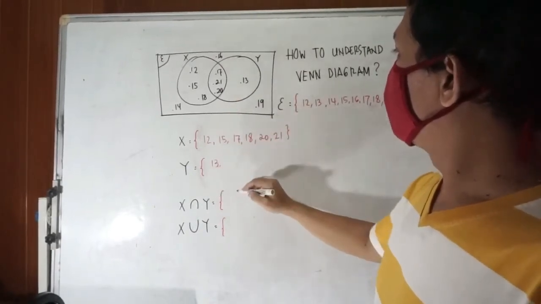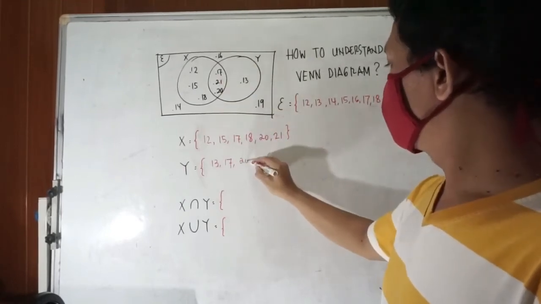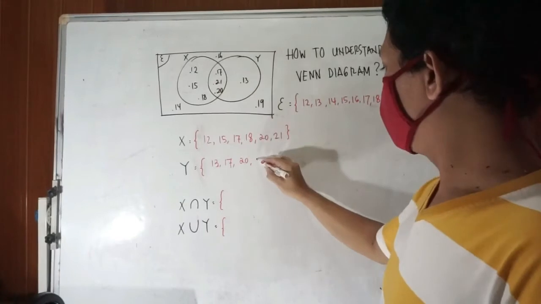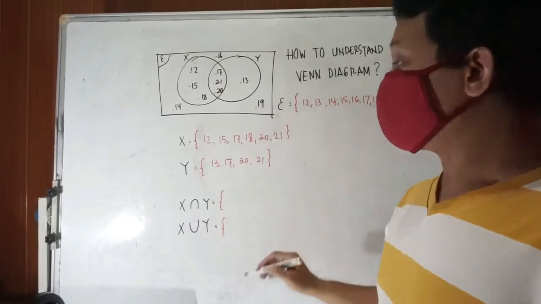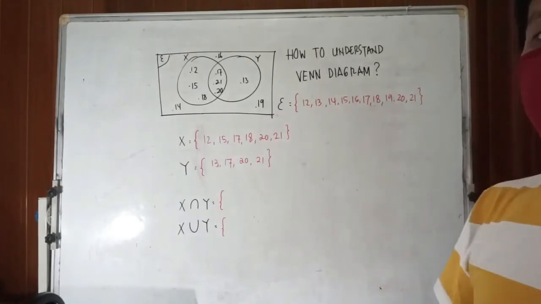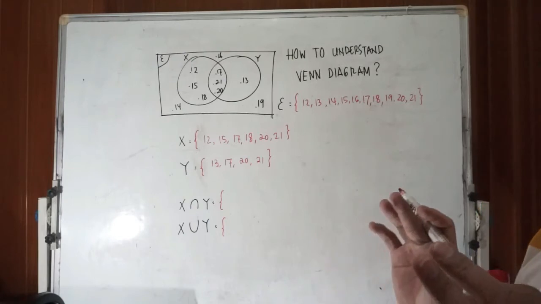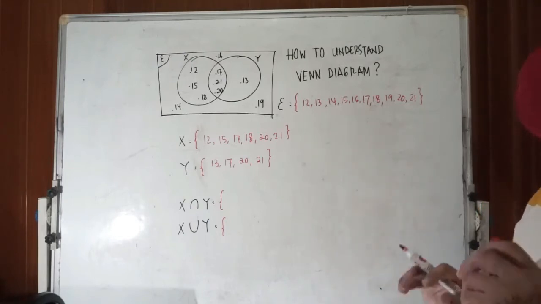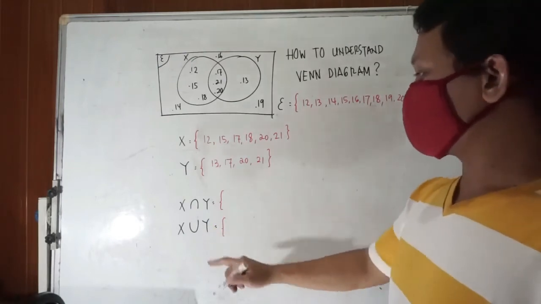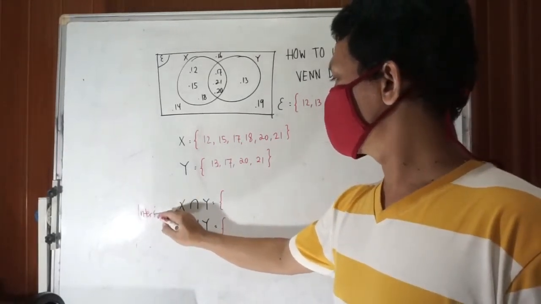And then 17, and then 20 and 21. Okay. For one, I want to emphasize once again, you have to list the elements of the set from the smallest to the biggest one. Okay? Now you're going to find X intersection Y. This is the intersection.